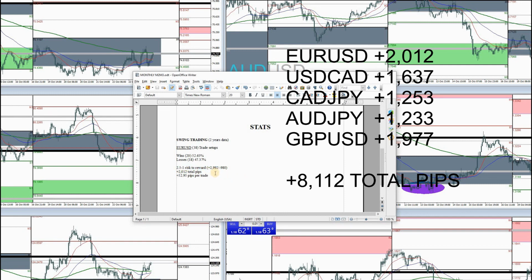Total wins net 2,992 pips, while we have a combined 980 pips in losses. Altogether, we came out with 2,012 total pips. Every time we took a trade, win or lose, it averaged out to be 52.95 pips per trade. It's a nice little easy one to add to the weaponry.